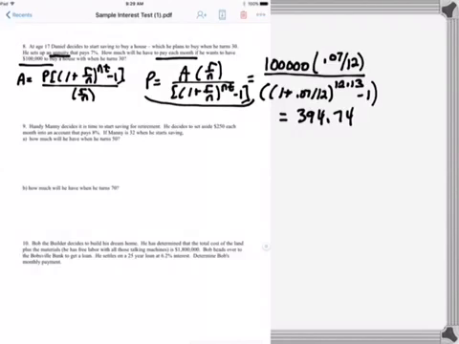As we go to the next one, Handy Manny decides it's time to start saving for retirement. He decides to set aside $250 each month. Again, it's a multiple time thing into an account that pays 8%. Manny's 32 when he starts. How much will he have? So now we're locked into this one here. And so we're dealing with this formula. So we plug in our information and we'll work it out.